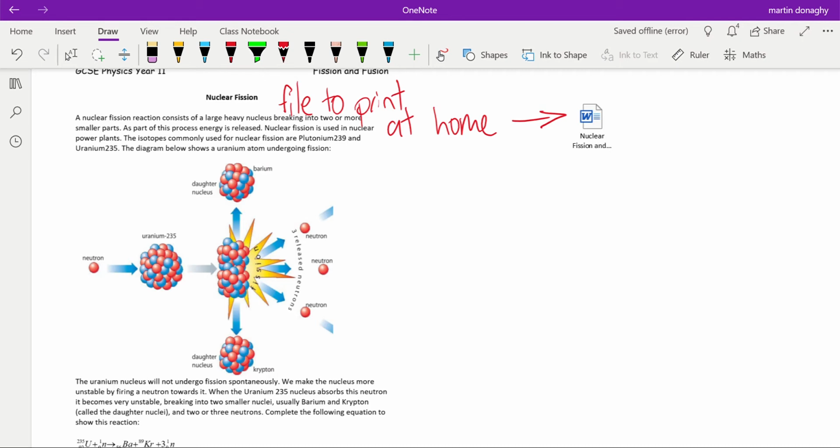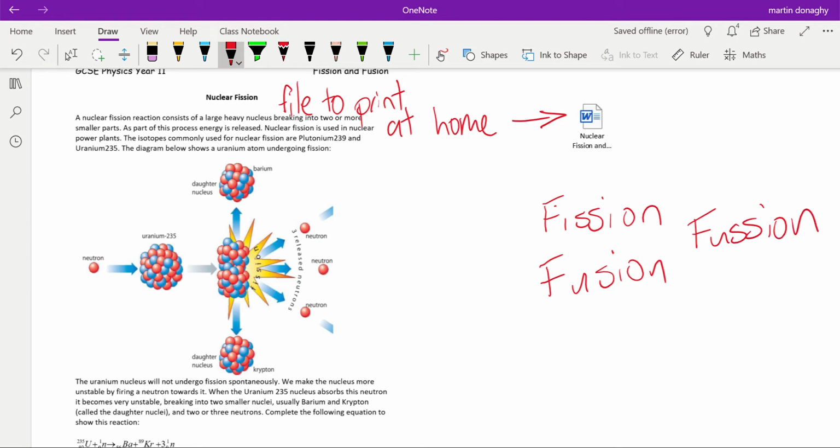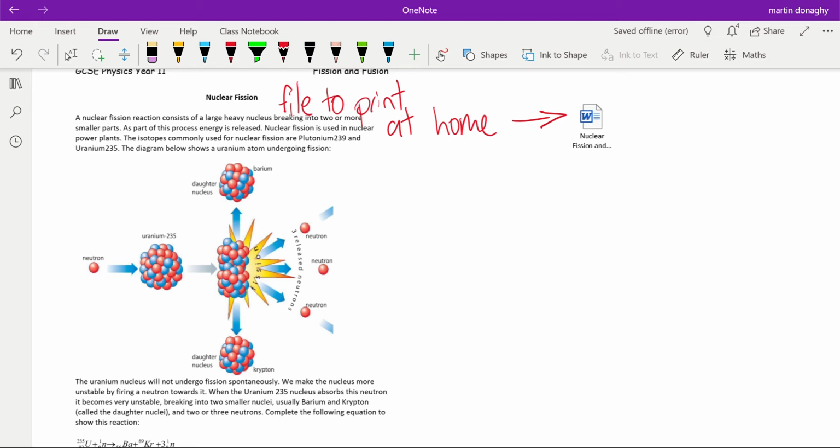So the first one we're going to look at is nuclear fission. Notice how that is spelled. It has two S's in it. The other reaction we're going to look at is fusion, which has one S in it. If you write this word in an exam, don't think the examiner is going to give you the benefit of the doubt. It will not get marked correctly for either of those two words. So fission and fusion. First one we're going to look at is nuclear fission.